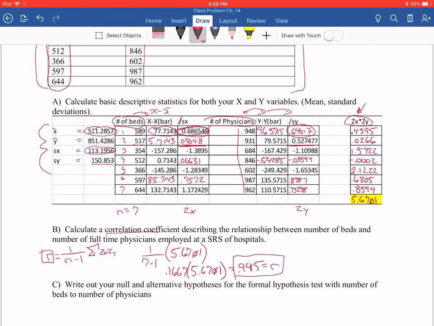Highly recommend always, when you get an answer, know what you're equaling to, right? We started with R equaling, and this is what we equal. So we equal 0.945. And then how would we describe this value here? Well, we'd say this is a strong positive association.